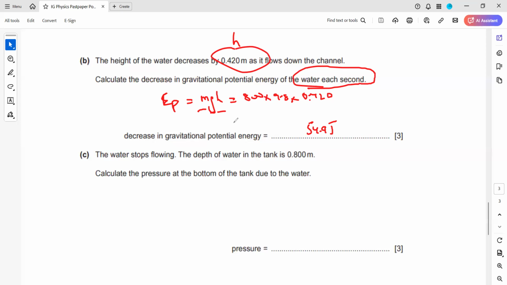It cannot be 3,000. It's 800 multiplied by 0.42. But 800 is the mass in 1 minute, and what we need is each second. So that's why we divide this whole by 60.